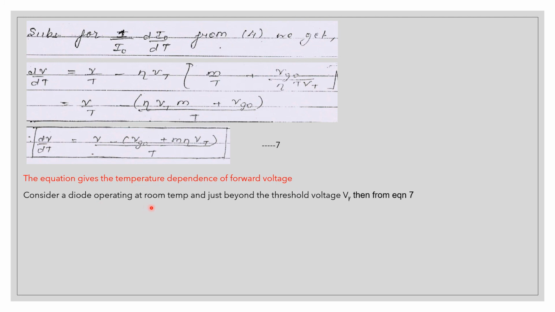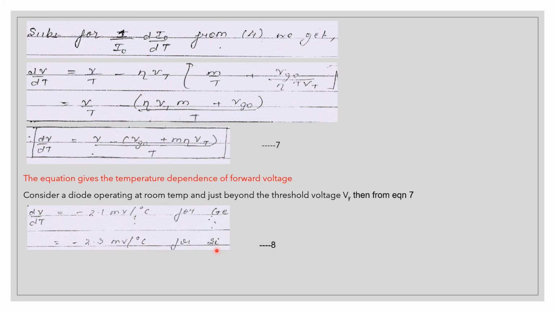Consider a diode operating at room temperature and just beyond the threshold voltage Vγ. Then from equation 7, dV/dT will be equal to −2.1 millivolts per degree Celsius for germanium and −2.3 millivolts per degree Celsius for silicon. Equation 8. And for all purposes, its average value is −2.5 millivolts per degree Celsius.